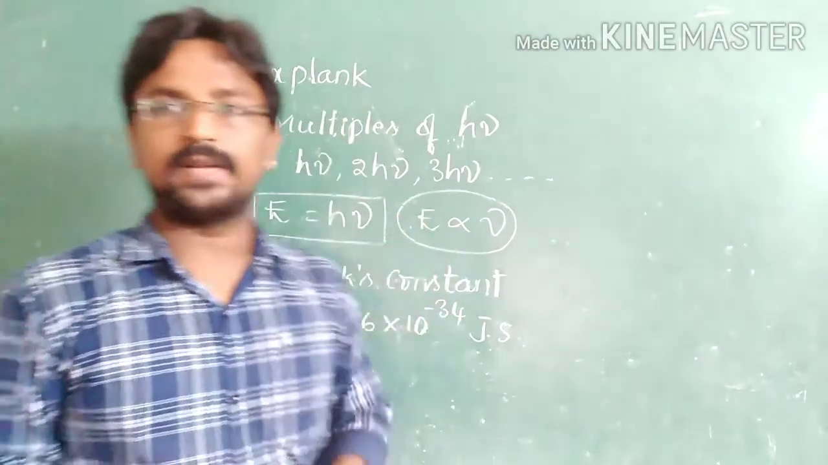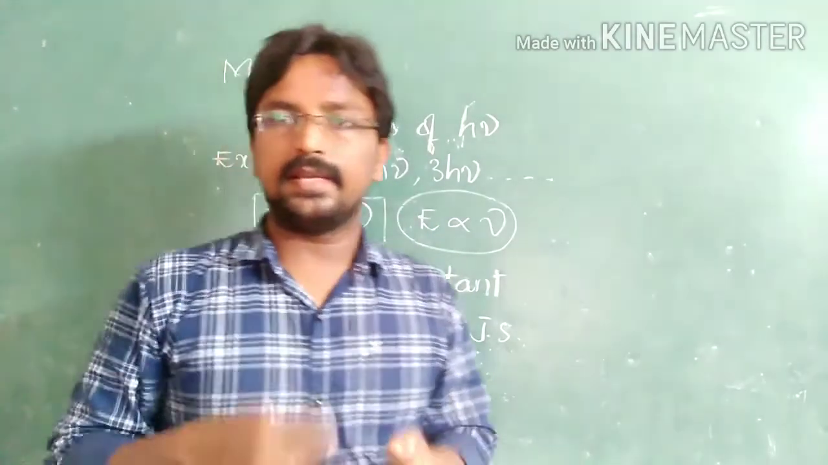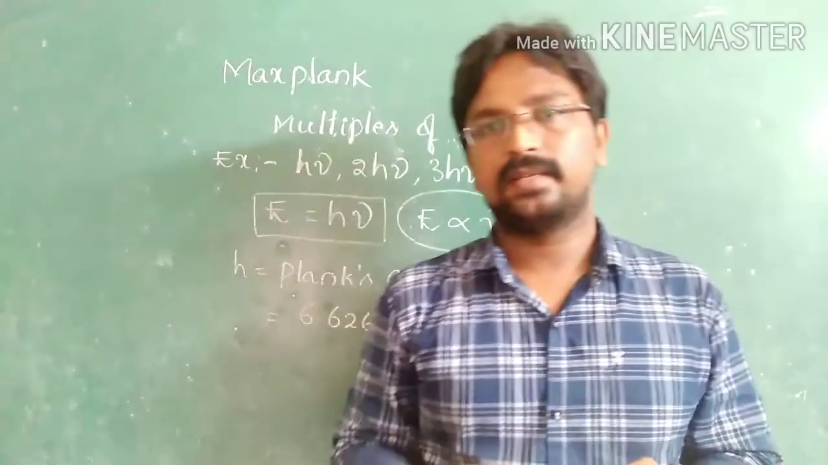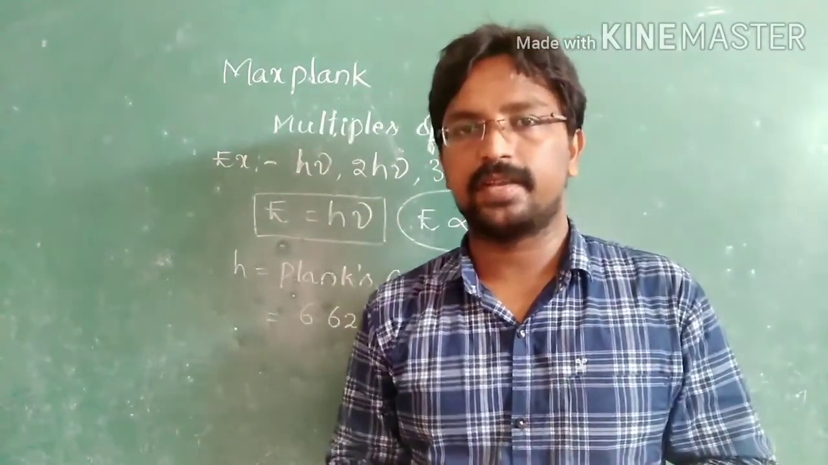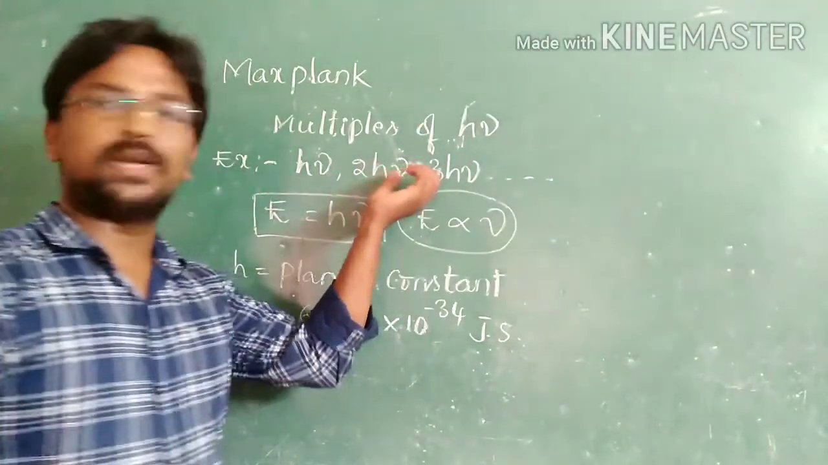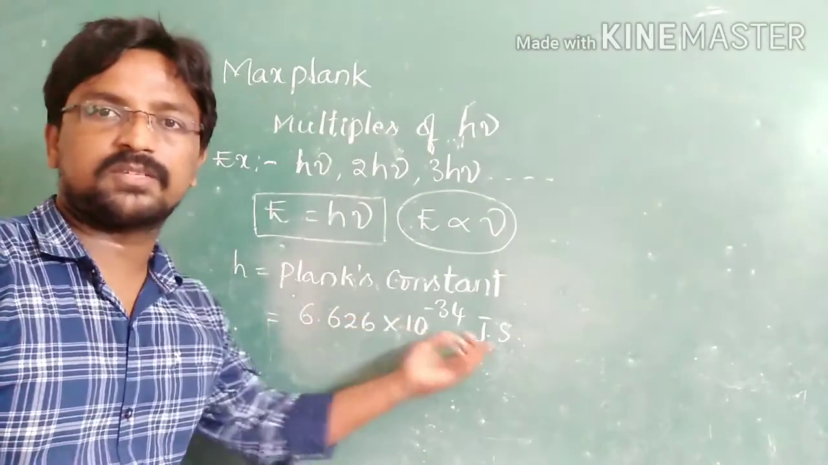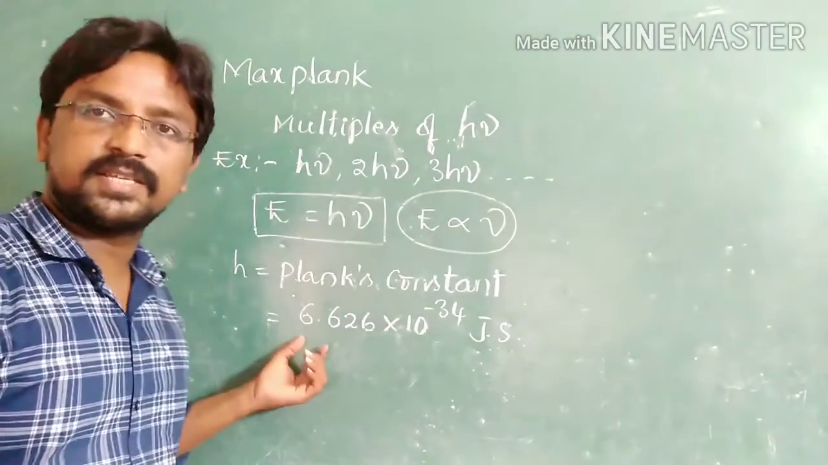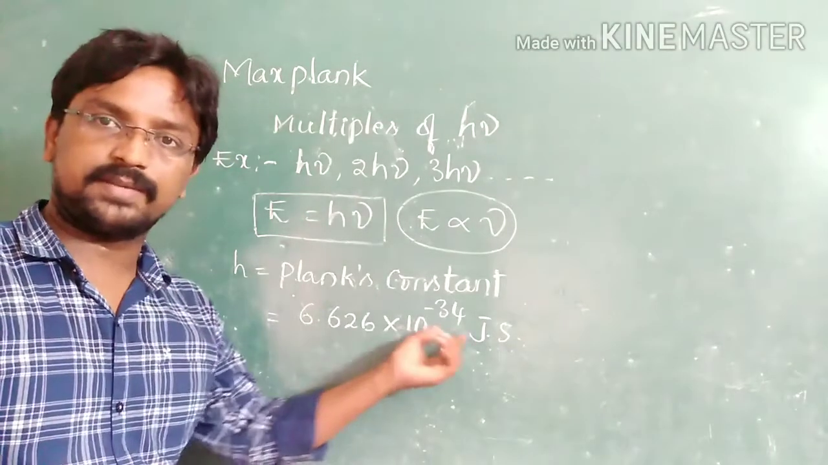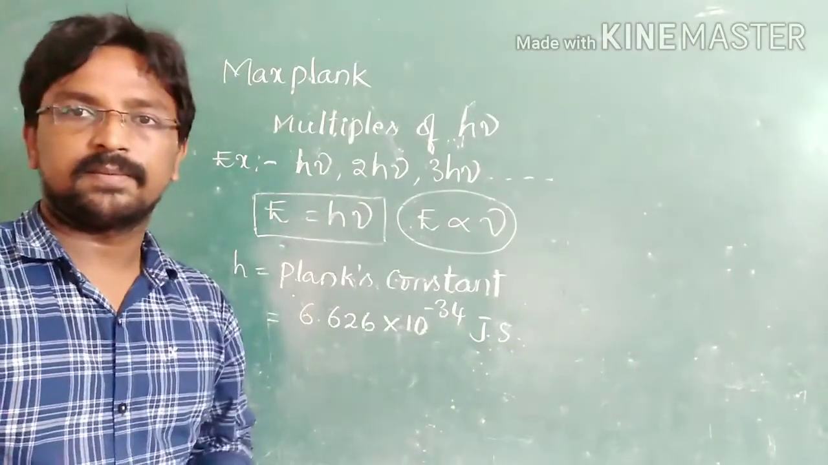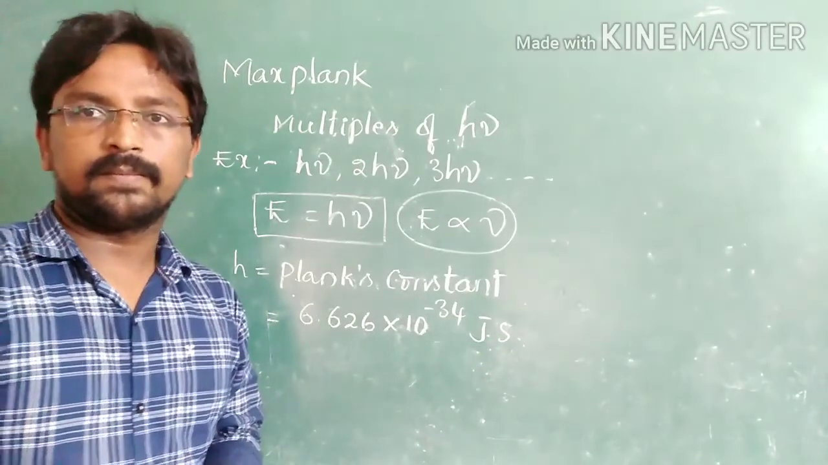According to Max Planck, energy is gained or lost in discrete values, not in a continuous manner, like multiples of h nu. So what is h? h is Planck's constant, and its value is 6.626 into 10 power minus 34 joule seconds. Right? So this is about Max Planck's value.